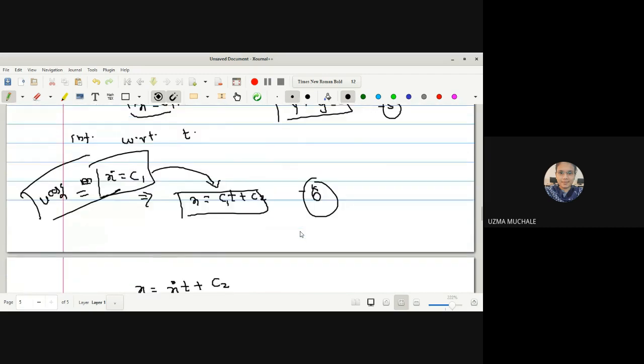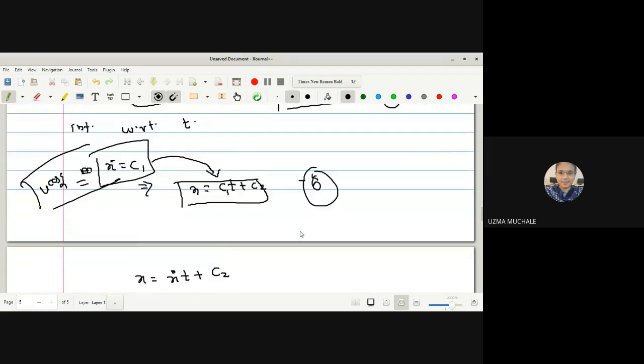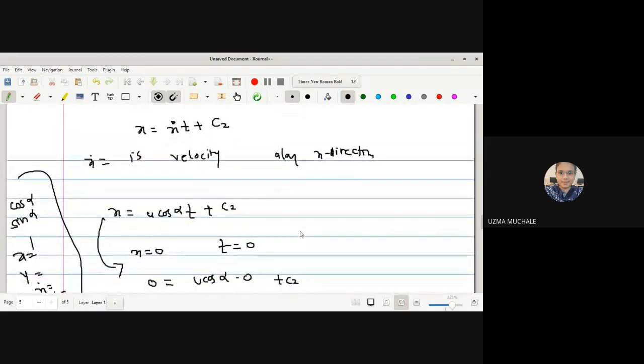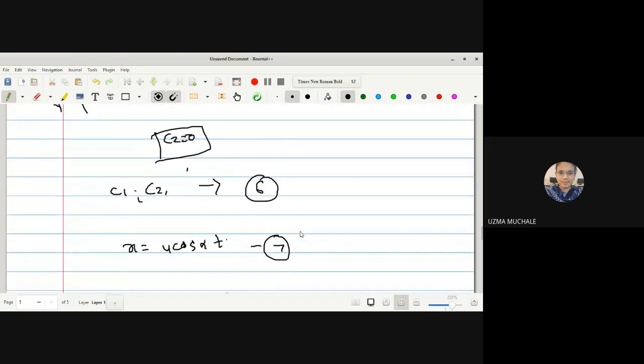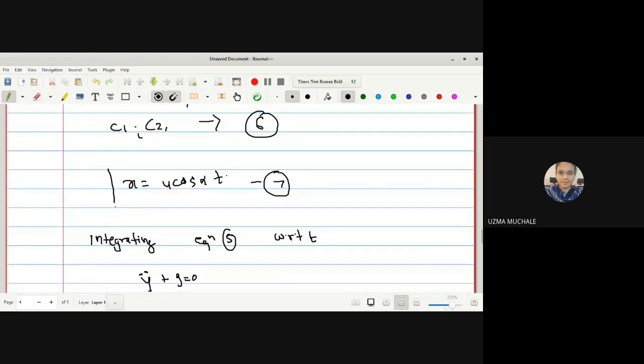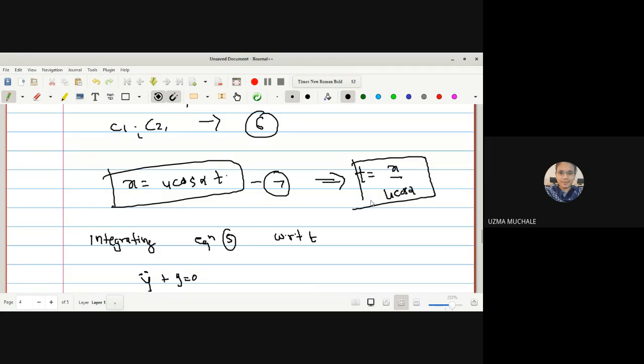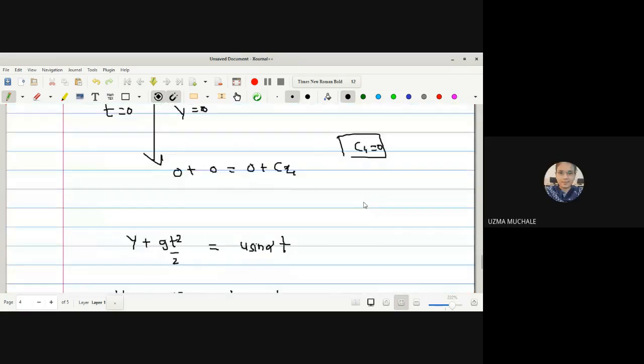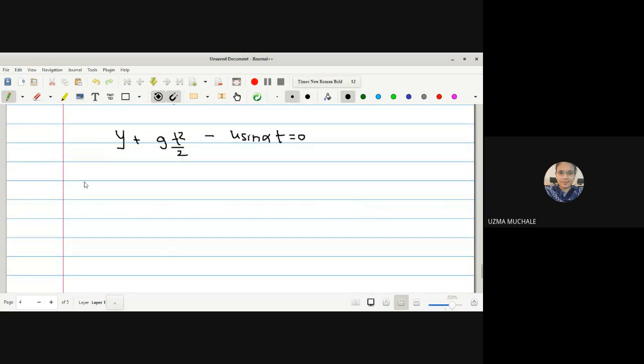Okay, now already we have solved our equation of x. At that time, we started with x double dot, and then we got this equation after integration. And after that, finally, we got equation 7. From equation 7, we can find out the value of t. It is x upon u cos alpha. Right? Yes, ma'am.